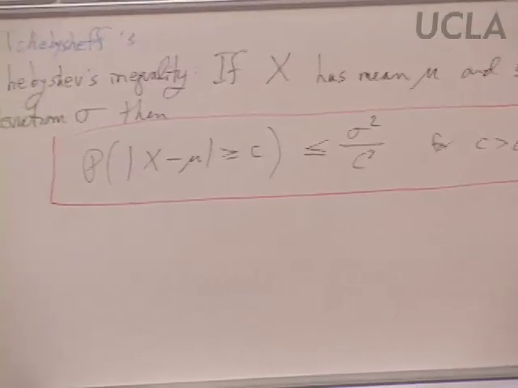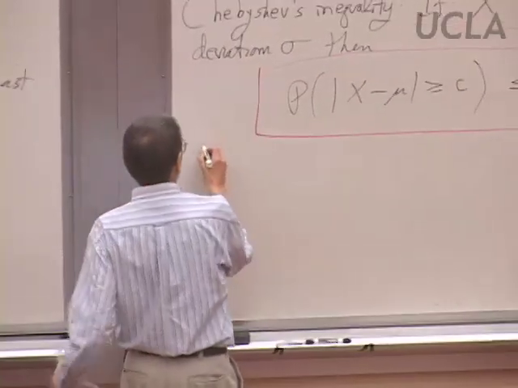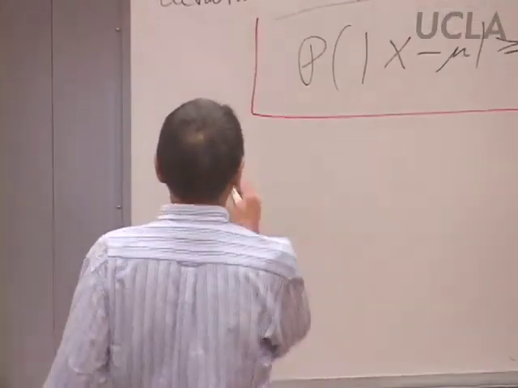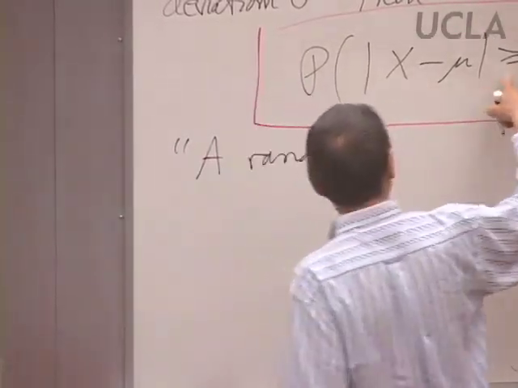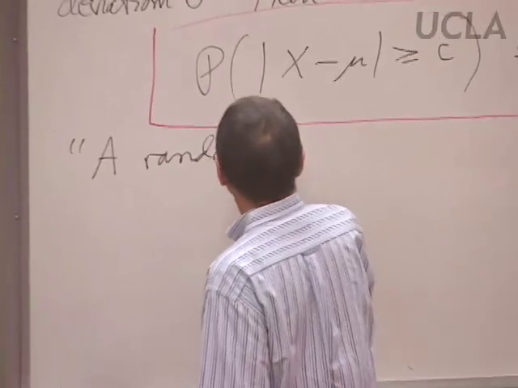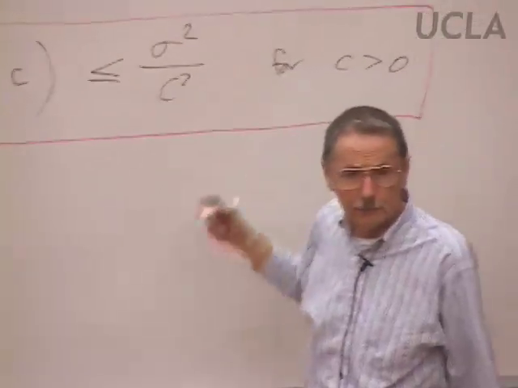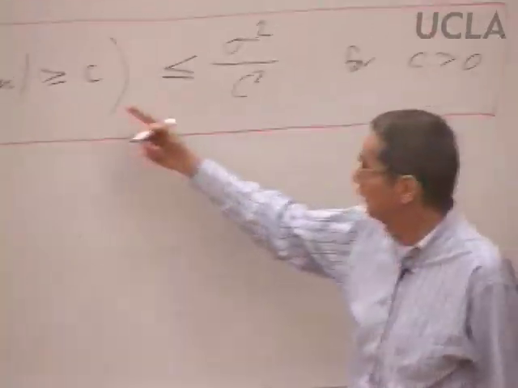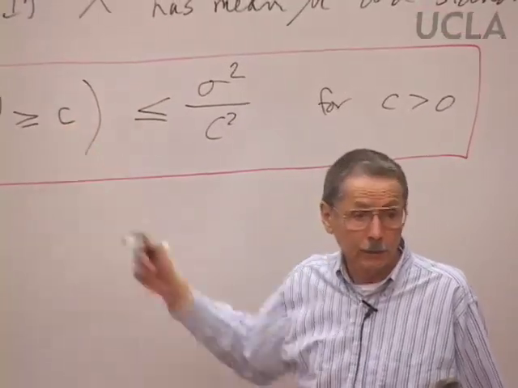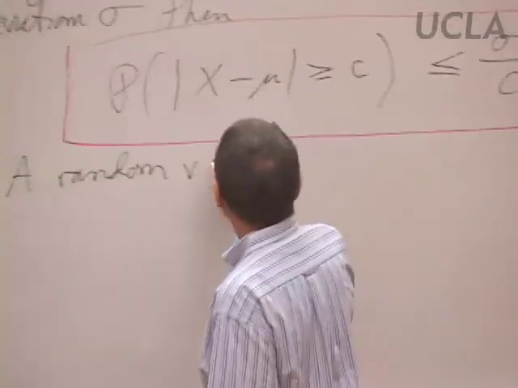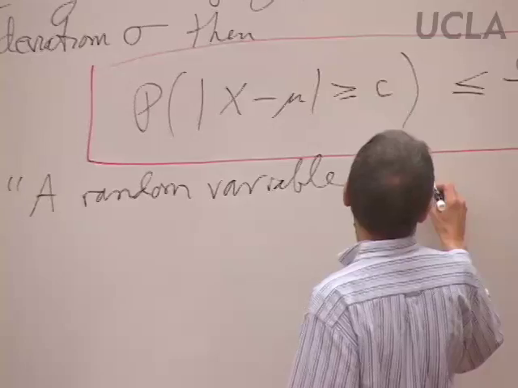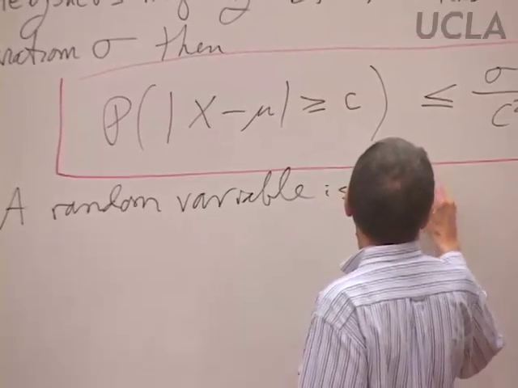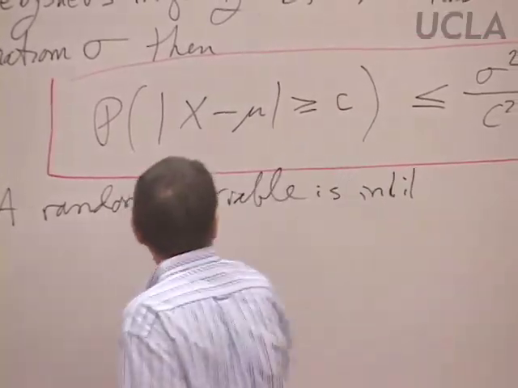Informally, in words, it's saying that a random variable is unlikely to be far away from its mean. But it says it in a quantitative way. It gives an upper bound on the probability of being more than c units away from the mean.